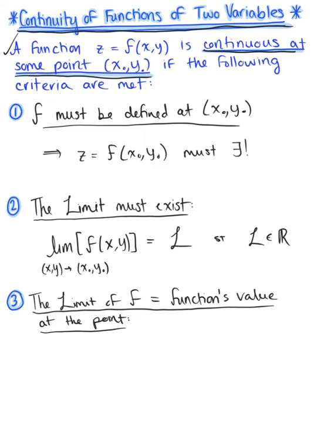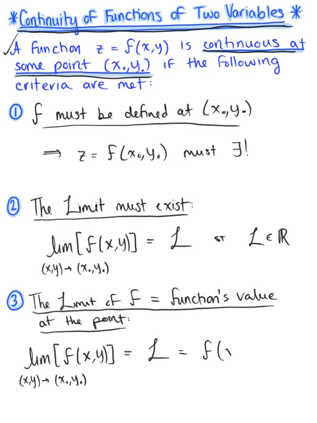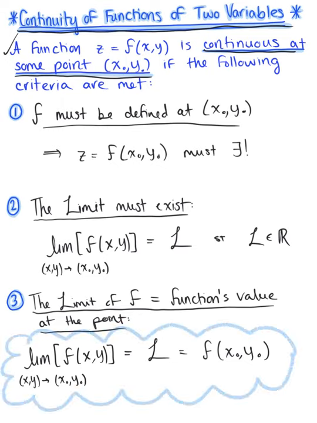In other words, we are taking the limit from step 2. So this limit must be equal to f of x naught, y naught. And if this criteria is met, then the function of two variables is continuous at that point, just like single variable calculus.